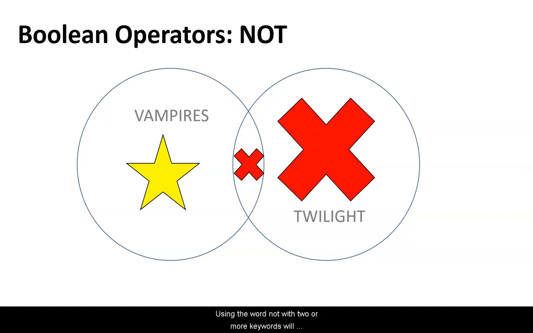Using the word not with two or more keywords will exclude a word from your search. Any keywords following not will be left out of the search results. Now maybe a lot of the results that I have deal with the book series Twilight, and I might want to avoid these. If I add not Twilight, my search results will go down again.